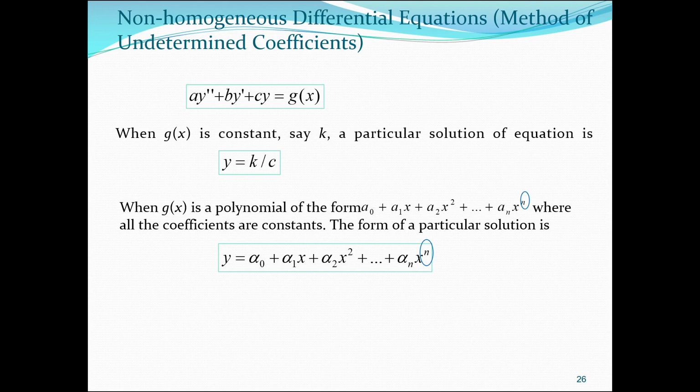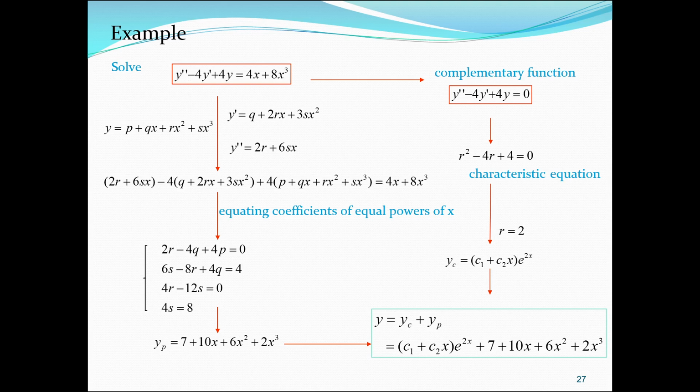Next, the non-homogeneous equation. We write it as a y double dash plus b y dash plus c y equal to g of x. Here y equal to k divided by c is a particular solution of the given equation. If g of x is a polynomial of order n, then the form of the particular solution is y equal to alpha 0 plus alpha 1 x plus alpha 2 x square plus and so on up to alpha n x power n.